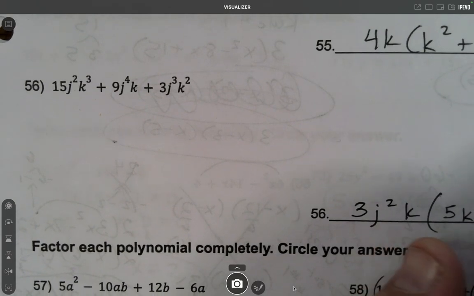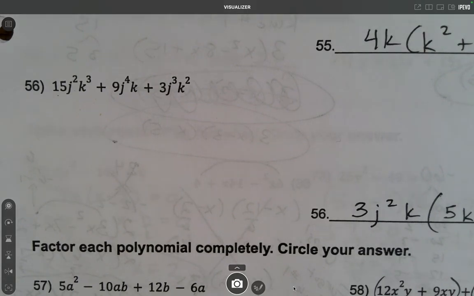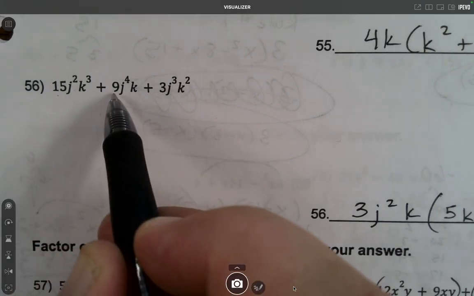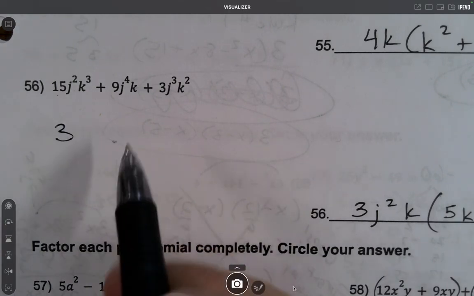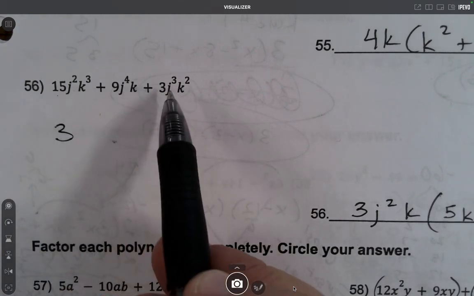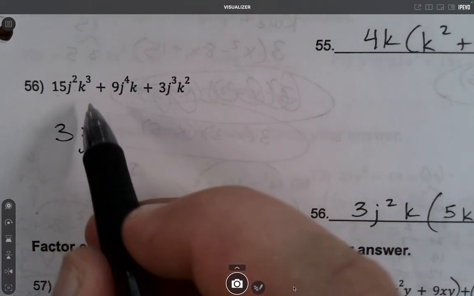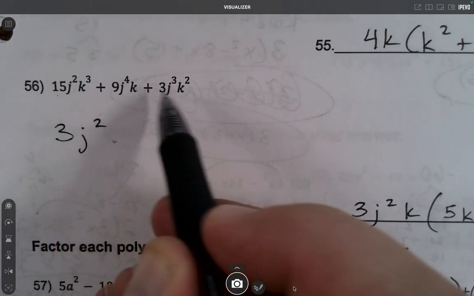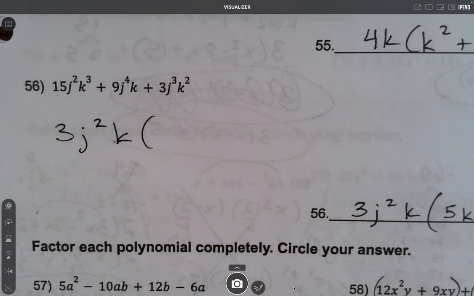56, big dog. We look to see what number all three of them have in common. Well, 15, 9, and 3 are all divisible by 3. We have a j squared, j to the 4th, and j cubed, so they all have at least 2 j's. K cubed, k to the 1st, and k squared. So since this one only has 1 k, we can only pull out 1 k.